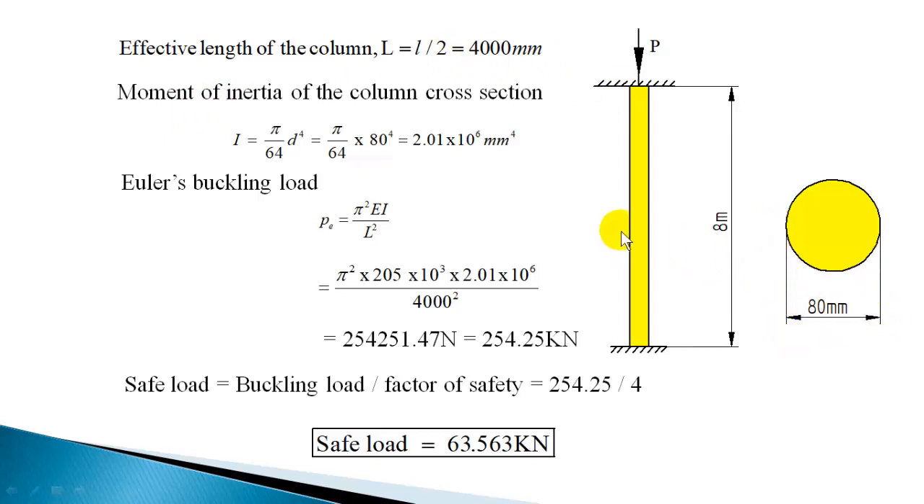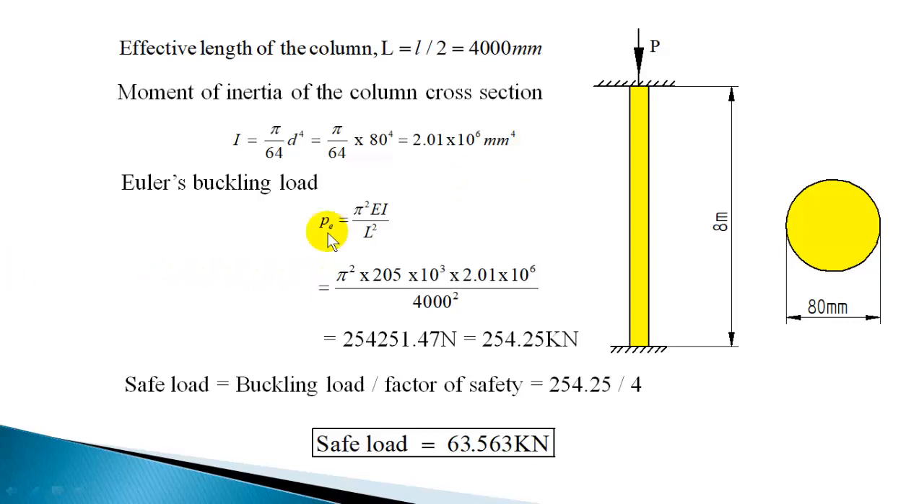Column is having a diameter 80 mm. So that means cross section is circular. So if you take the cross section, it will be circular in shape, solid circular cross section. And moment of inertia of solid circular cross section is pi by 64 d to the power of 4. Pi by 64 into 80, diameter is 80 to the power of 4, which will give 2.01 into 10 raised to 6 mm to the power of 4.